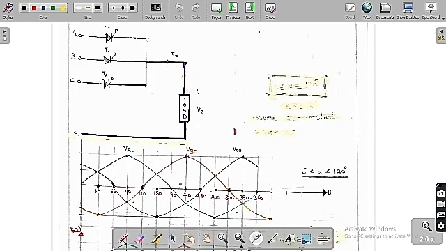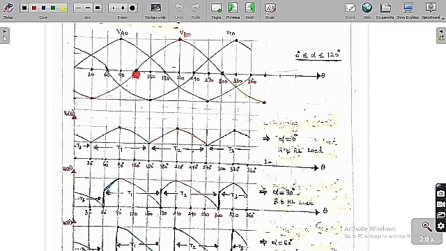Now we are going to do the analysis of this circuit. We are going to give 3 supplies, which are Va0 equal to Vm sin omega t, Vb0 equal to Vm sin of omega t minus 120 degrees, and Vc0 equal to Vm sin of omega t minus 240 degrees. These are the graphs we are going to get. If you draw the diagrams of Va0, Vb0 and Vc0, we get them like this.